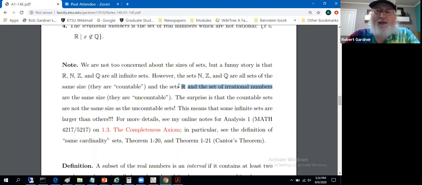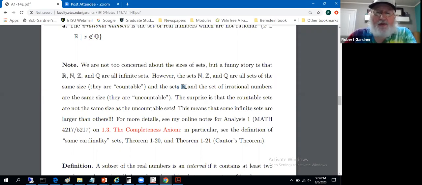So we've got a collection of sets here. They're all infinite, but some of them are bigger than the others. The surprise is the countable sets are not the same size as the uncountable sets. What the real implication is, some infinite sets are bigger than others. So there are levels of infinity out there. The lowest level of infinity is the cardinality of the natural numbers or the integers or the rationals. It's all the same. And these are a fundamentally bigger set.